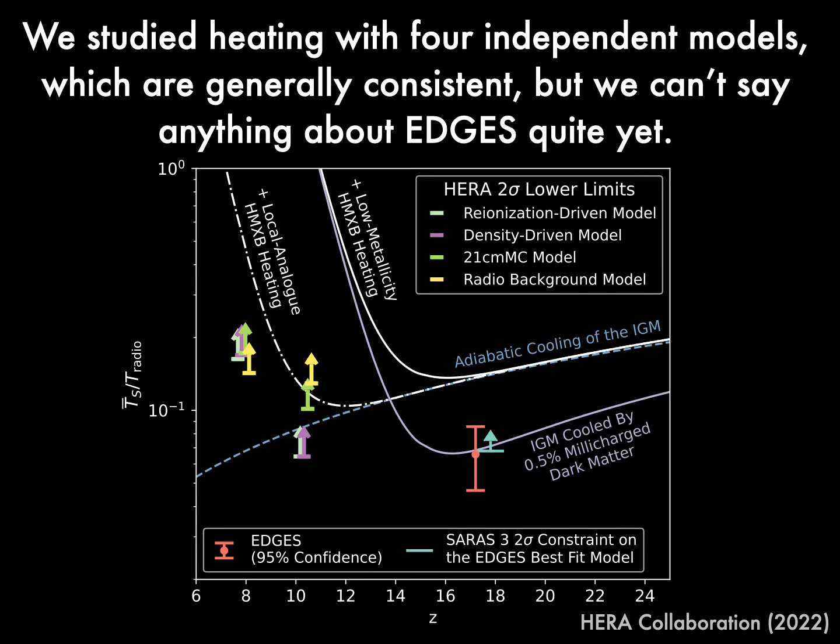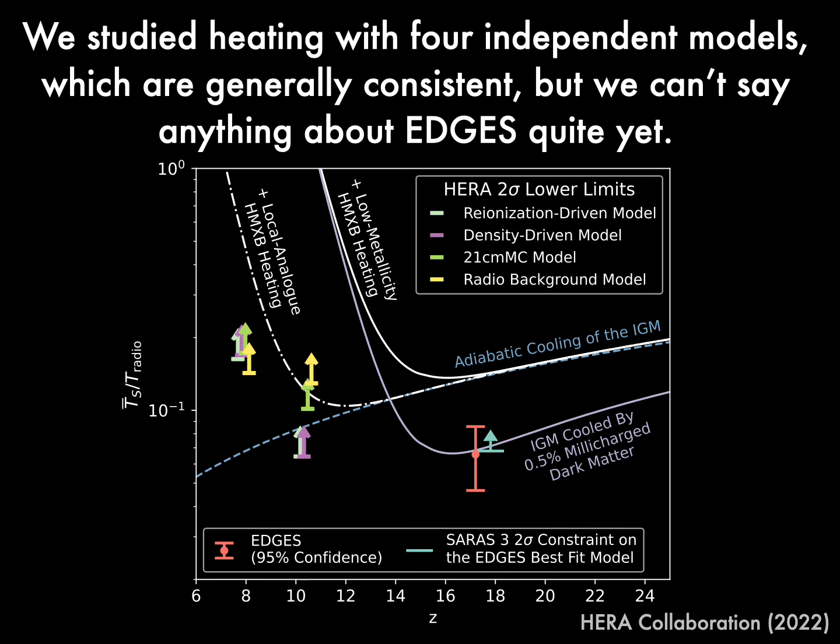We're also showing here the results from EDGES and SARAS shown in the plane of T-spin over T-radio, and the sort of range that would be explained by the EDGES signal and the tension that exists between these. So here's the EDGES 95% confidence interval and the SARAS 2 sigma limit, and EDGES is not totally ruled out here, but there is some tension. And you could explain EDGES and HERA by an IGM that is cooled by millicharged dark matter and then heated by high mass X-ray binaries. And in fact, EDGES, in order to explain it, also needs some heating around redshift 14 or so.